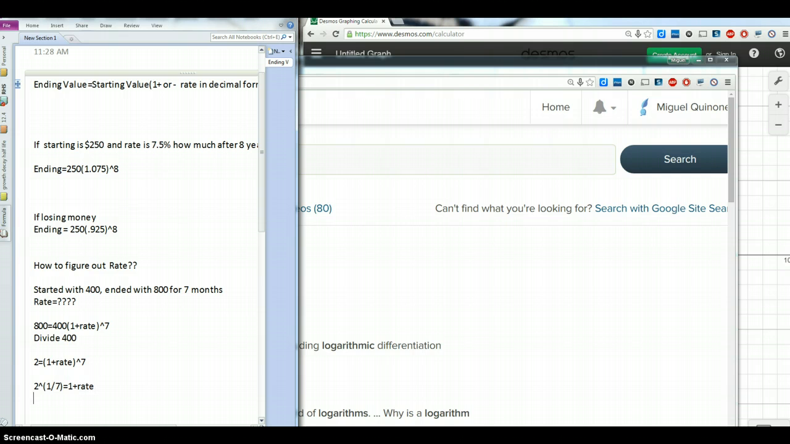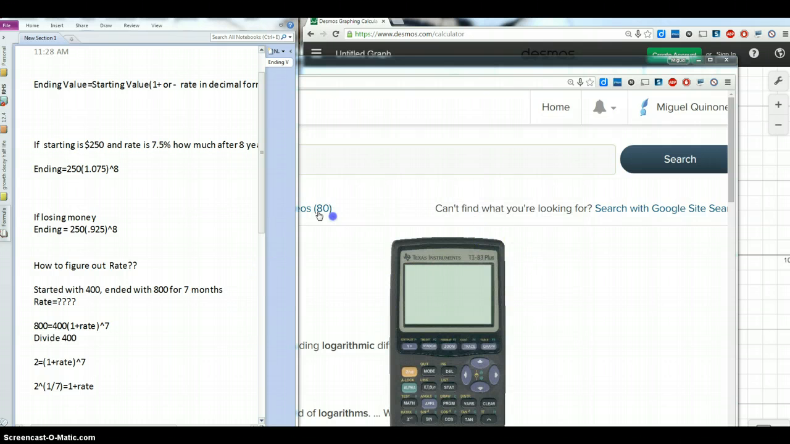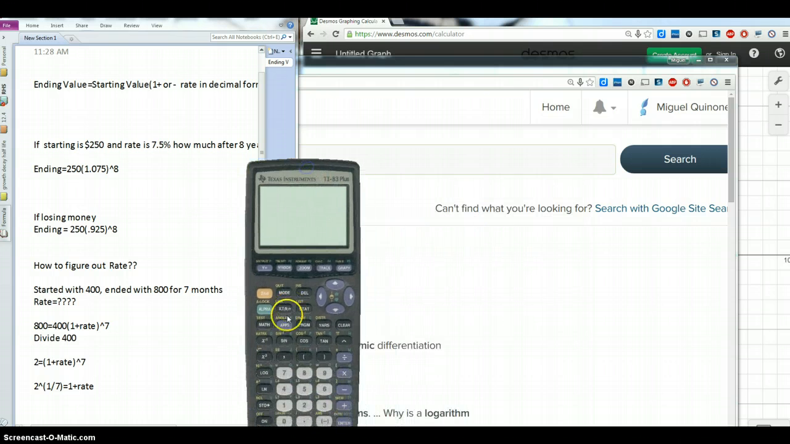So I'm going to use a calculator to figure that out right now. Let's see, I think I have it open already. All right, so we have 2, turn it on. We'll clear everything. I don't know how to clear. Alright, I don't know, we'll just skip that. What the heck?